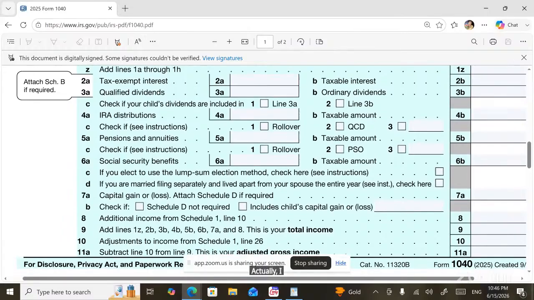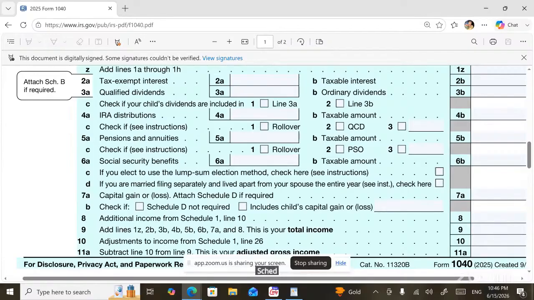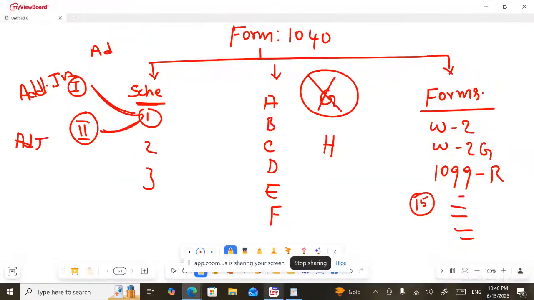Actually, I stopped in the middle at the time of explaining points 2, 3, etc. I will come back. First, let me give some additional information which is relevant. Come to item number 8. Item number 8 is additional income from schedule 1. See the point, item number 8. So, schedule 1, part 1, additional incomes.